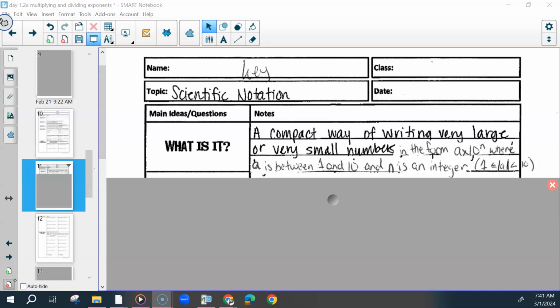Some of it was already there, and then I changed some of it, so if you can't see it, I'm going to read it off. Scientific notation is a compact way of writing very large or very small numbers in the form a times 10 to the n, where a is between 1 and 10, and n is an integer, and the absolute value is positive, yes.